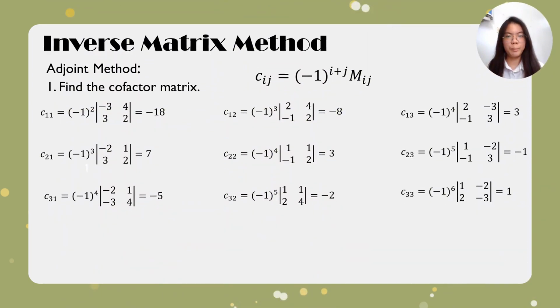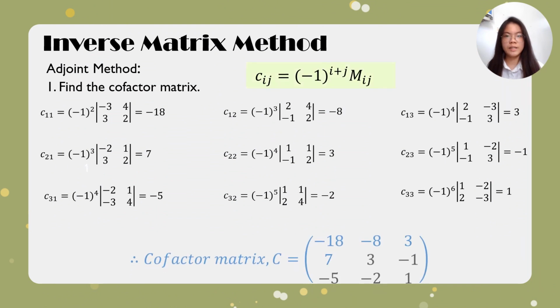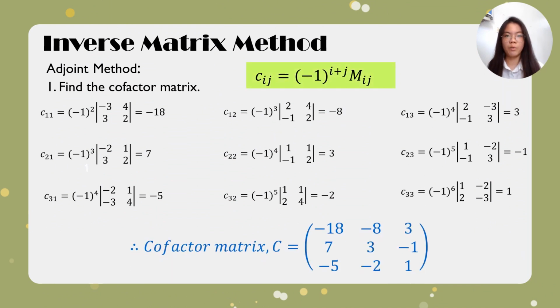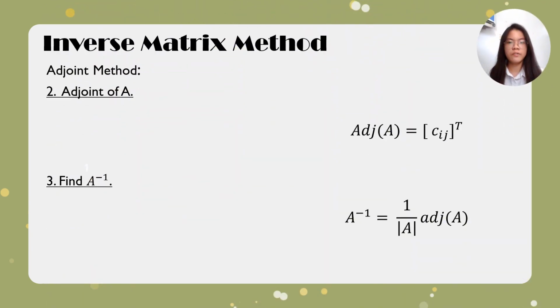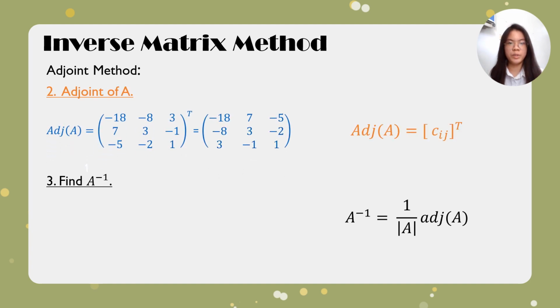By using the adjoint method, we will first need to find the cofactor matrix. The formula and the steps are given here, and we will get our cofactor matrix by combining all of our cofactors here. The next step, after finding the cofactor matrix, is to find the adjoint of matrix A. The formula is given here and this will be the answer.